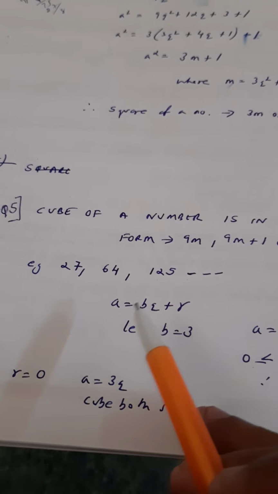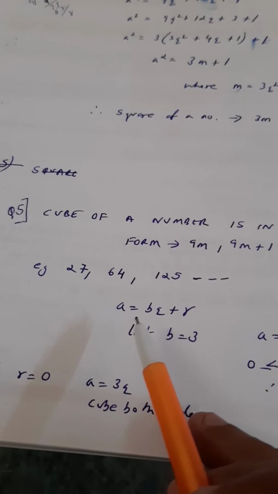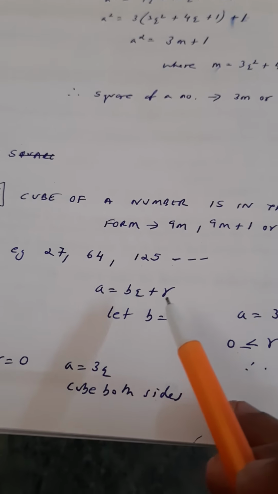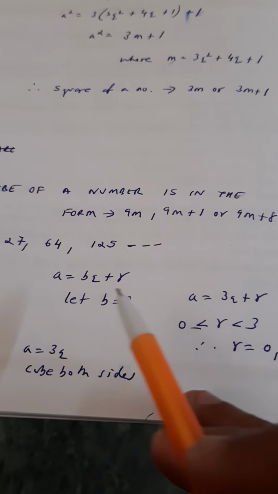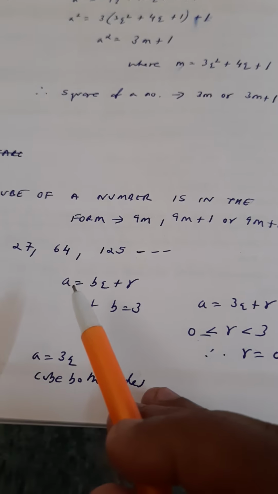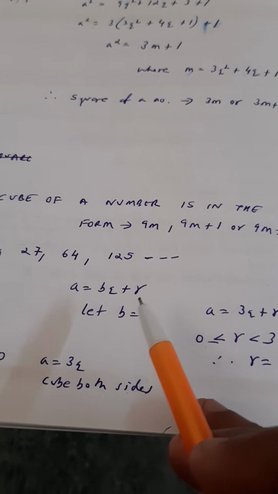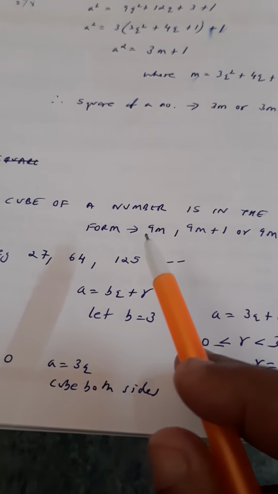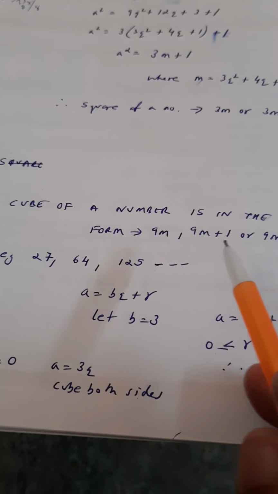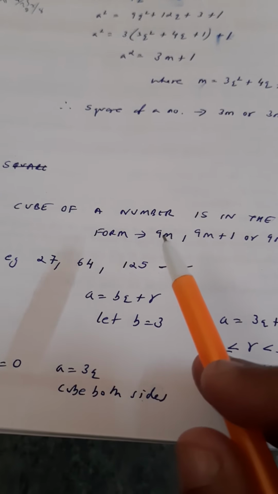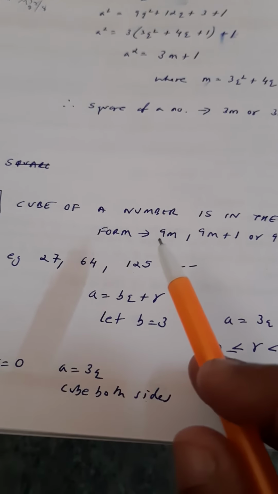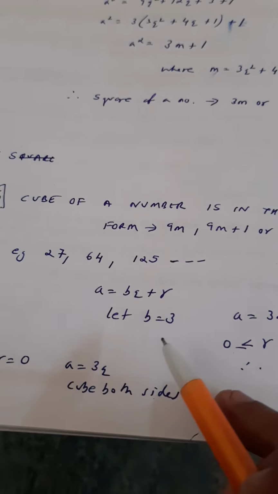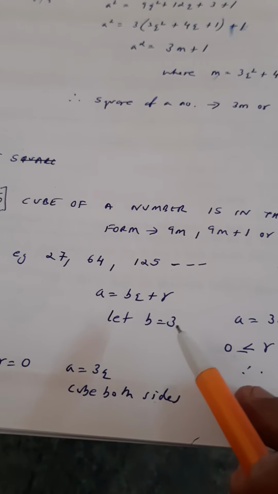So we start solving in the same format, according to Euclid's division algorithm: a equals bq plus r, and r is always greater than or equal to 0 and less than b. If you look at this question, the coefficient of m is 9. I had told you that the question will give you a hint of what value of b to take. So there is a tendency to take b as 9, but I have taken b as 3 here.